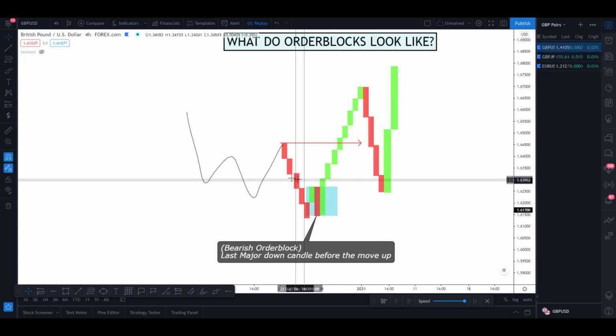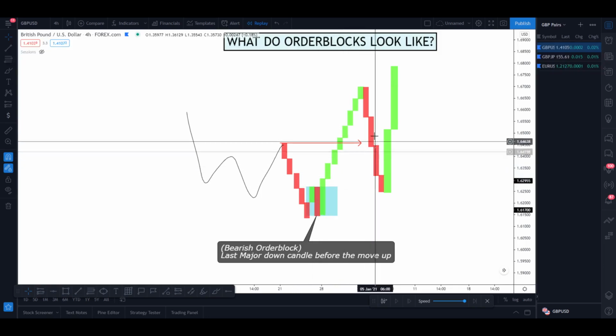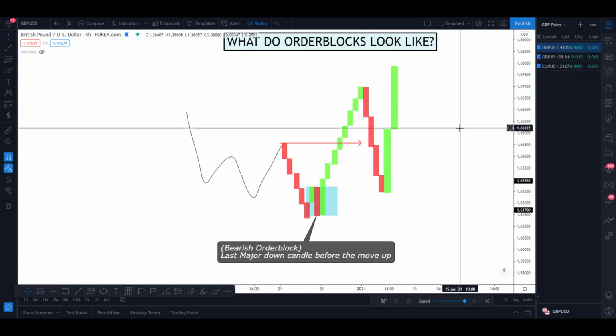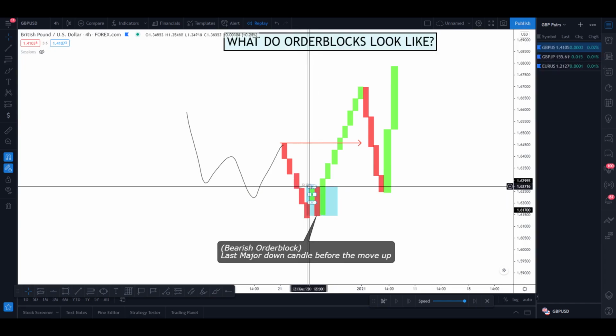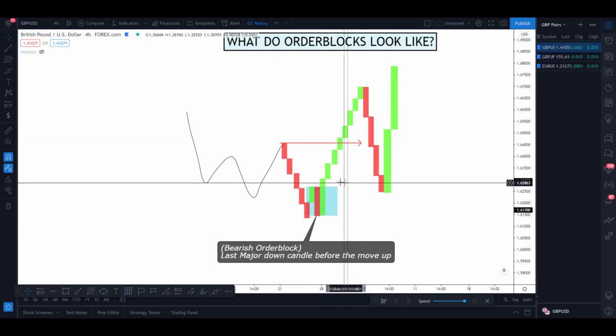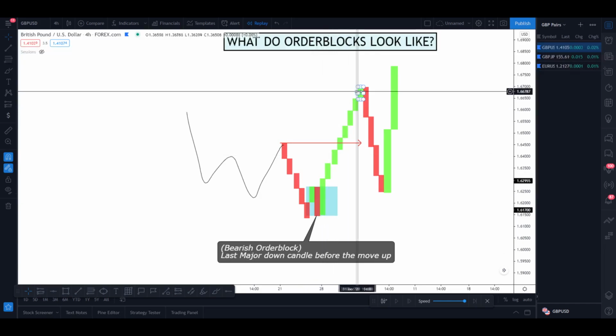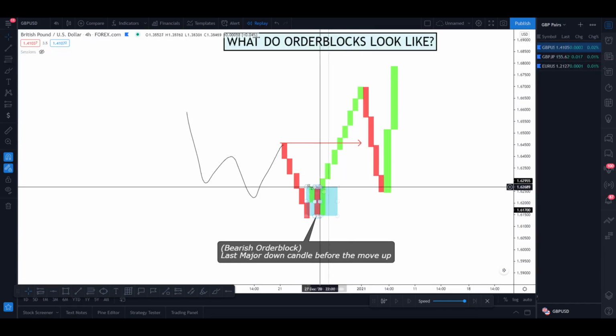Now at this point, this is where the banks push price down and they mitigate, meaning they close their last sell position. You know how when price comes up to our stop loss and we move our stop loss to break even, we get tapped out? Same thing. The banks basically push price back down to the open of the last institutional down candle before the major move up, because this is where they last sold to buy. So they push price down to close their sell position at break even.